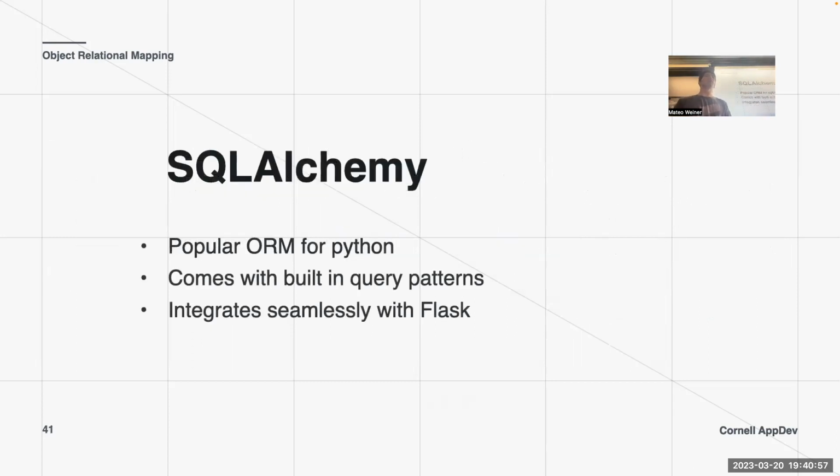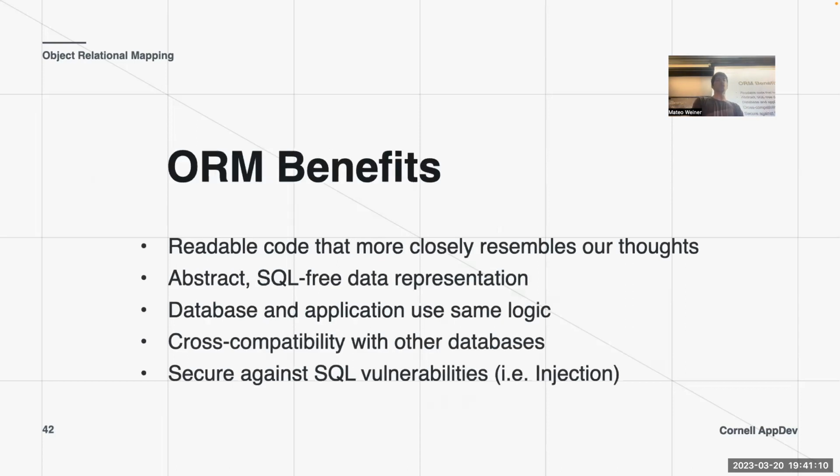So the one that we'll be using for Python is called SQL Alchemy. This is a very popular ORM for Python. It comes with built-in query parameters, and it integrates very well with Flask, which we've been using throughout the course. And so there are many benefits to using an ORM. A lot of them come from those drawbacks that we had from SQL, but some of them are that it makes the code much more readable, and it's very similar to what we're used to writing, so it closely resembles our thoughts as we learn how to code.